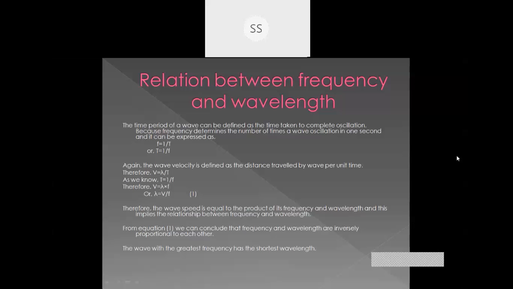Wavelength and frequency are inversely proportional to each other. When wavelength increases, frequency decreases. When wavelength decreases, frequency increases. Inversely proportional means when one quantity increases, the other one decreases. So the wave with the greatest frequency has the shortest wavelength.